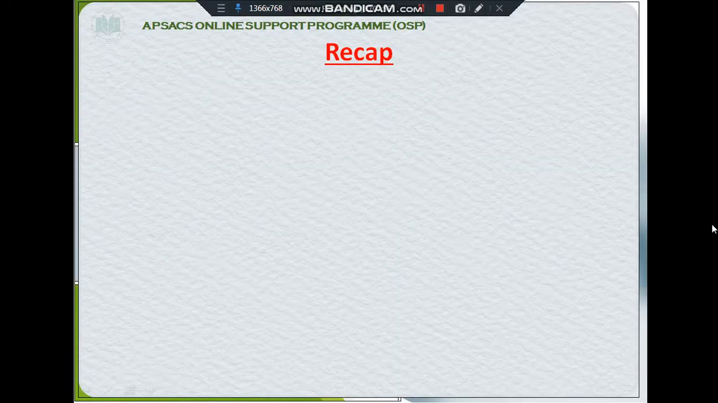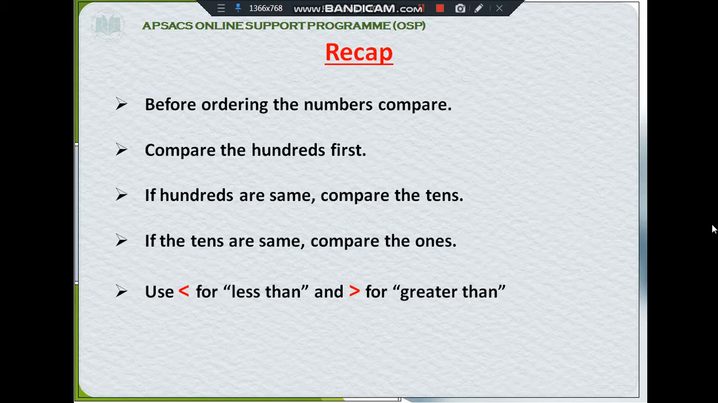Okay, now this is the time for the recap. Always remember that before ordering the numbers, compare the digits, okay? Then compare the hundreds first. If the hundreds are the same, then compare the tens. If the tens are the same, compare the ones. And always use these two signs. This is the sign for less than and this is the sign for greater than. Is it clear to everyone?